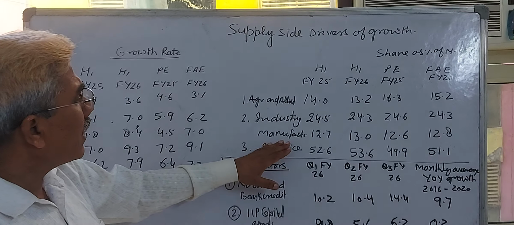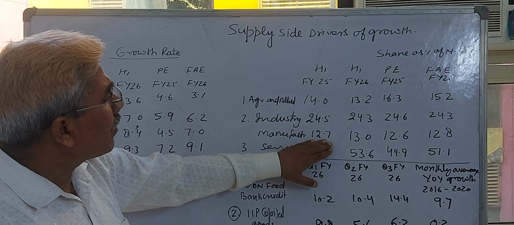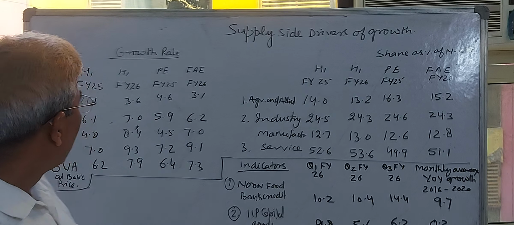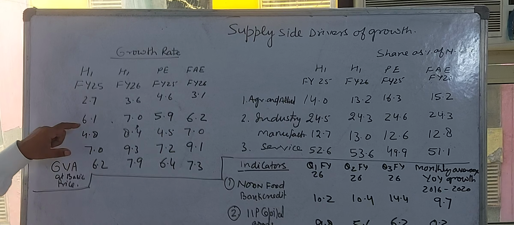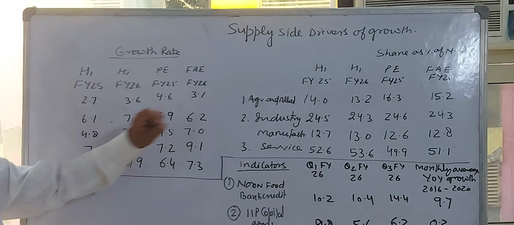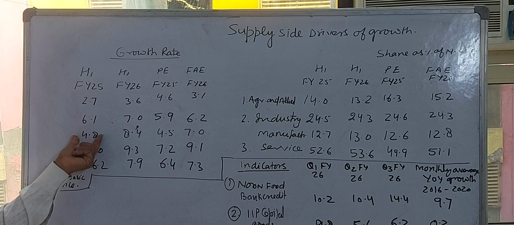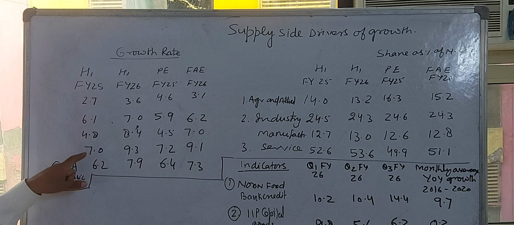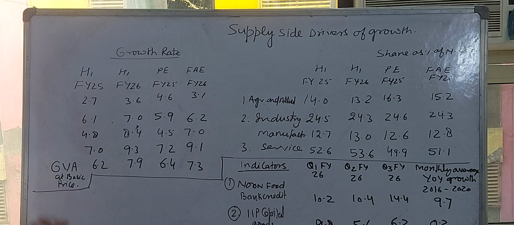If you see here, the manufacturing sector is contributing 12.7% out of 24.7% of nominal GDP. And here you can see the growth contribution of the industrial sector. The industrial sector growth rate was 6.1%. The manufacturing sector growth rate was 4.8%, which contributes to our industrial growth rate, whereas the service sector growth rate was 7.0% during the first half of the financial year 2024-25.